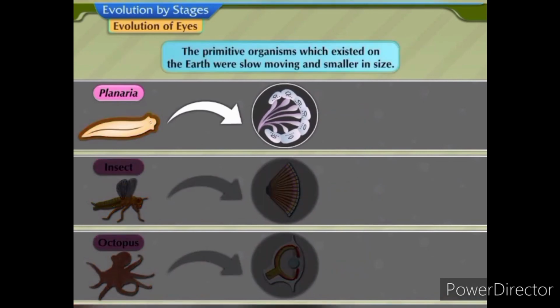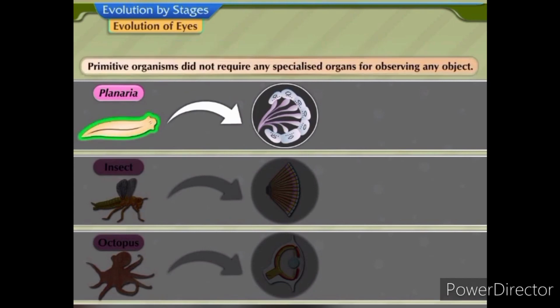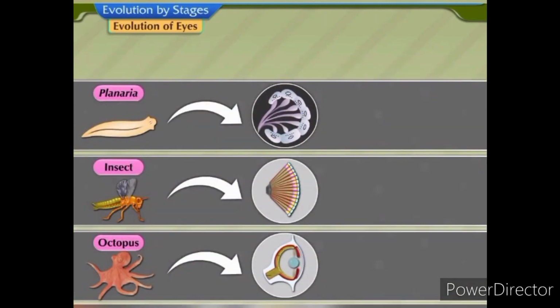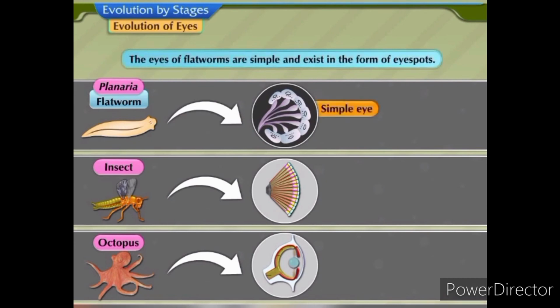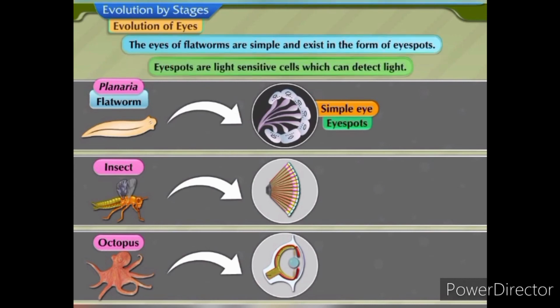The primitive organisms which existed on the earth were slow-moving and smaller in size. They did not require any specialized organ for observing any object. Consider the example of flatworms. Flatworms are small invertebrates. The eyes of flatworms are simple and exist in the form of eye spots. Eye spots are light-sensitive cells which can detect light.